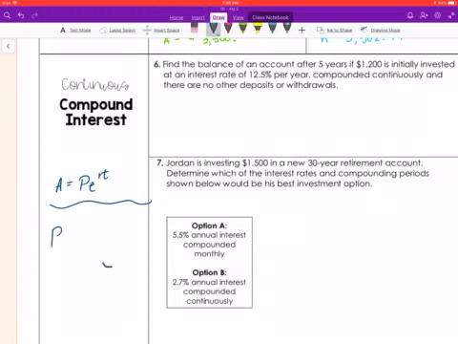P is still my principal amount. R is my rate. And T is the time. Again, it's compounding continuously, so there's no number of times per year.